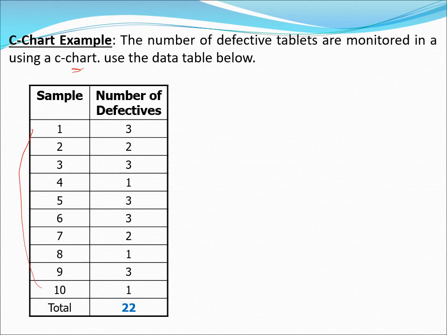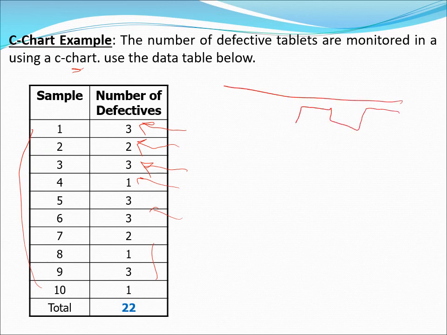From the first batch, we have 3 defective blisters or tablets in packaging. The second batch, we have 2. The third batch, we have 3. Here we have 1, and so on. So in every batch, we are taking samples from the blisters, and we are checking how many blisters are empty.